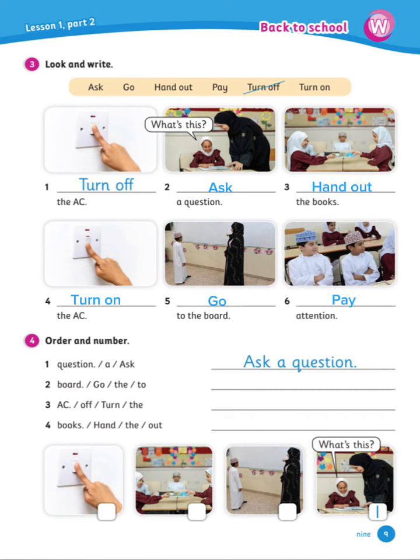Exercise number 4. Order and number. Let's put these words in the correct order to create a sentence. Then, let's number the pictures. Number 1 is done for you. Ask a question. Number 2. Go to the board. Number 3. Turn off the AC. Number 4. Hand out the books.